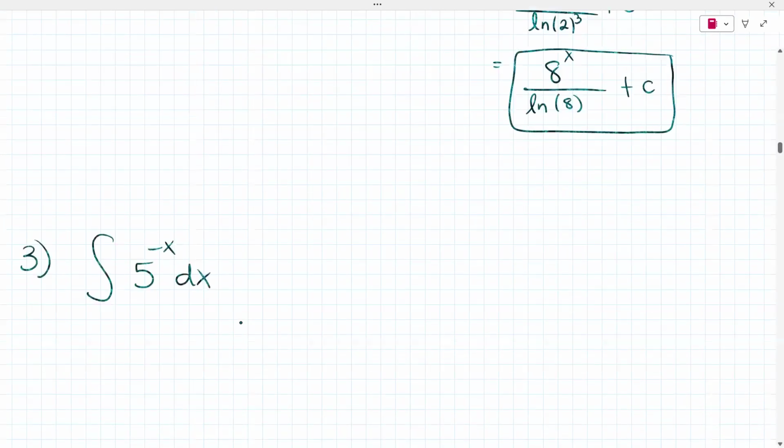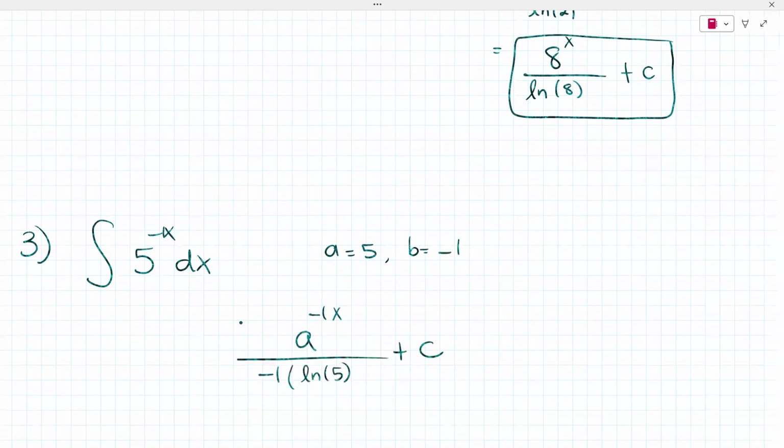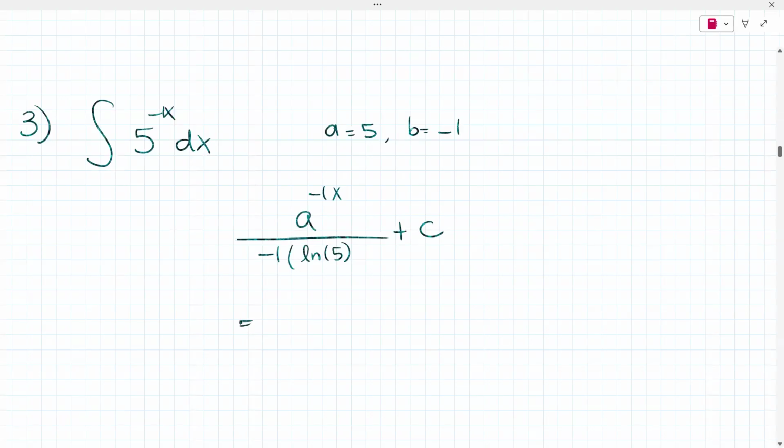Okay. Let's move on to 3. Same directions, evaluate the integral of this unbounded. So we have a constant raised to negative x. So we know that my a is going to be 5, and my b is the number in front of x, so it's negative 1. So it's going to be a raised to the bx, so it's going to be negative 1x over b, which is negative 1, times ln of a, which is 5, plus c.